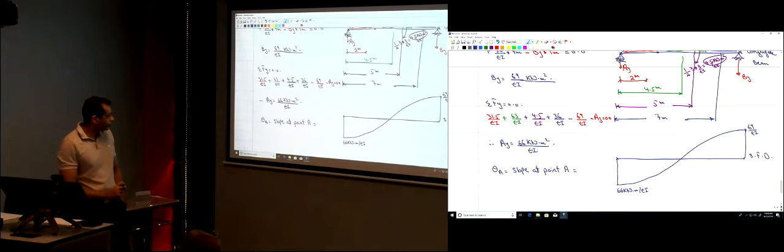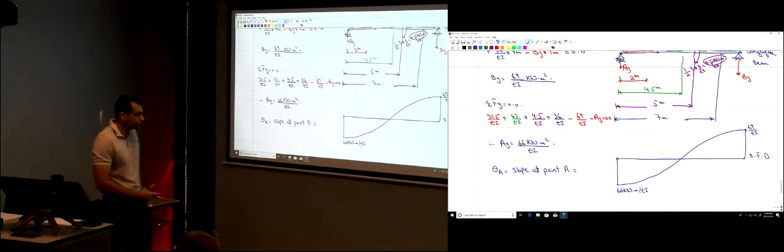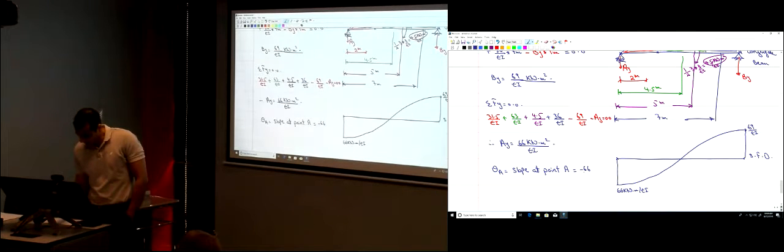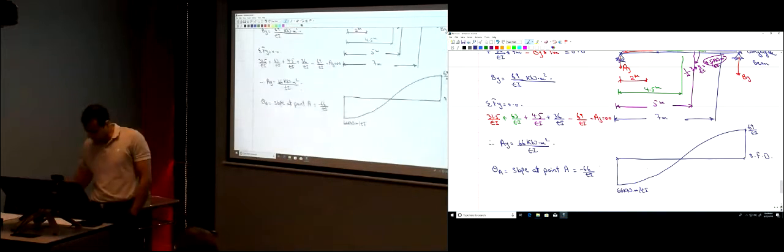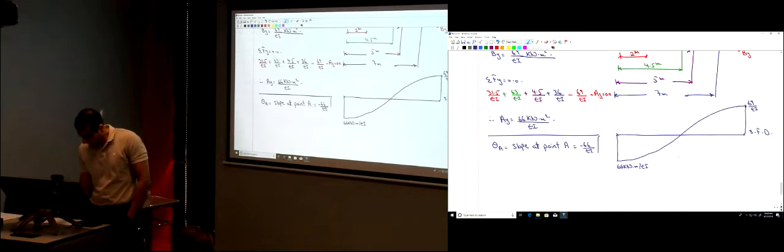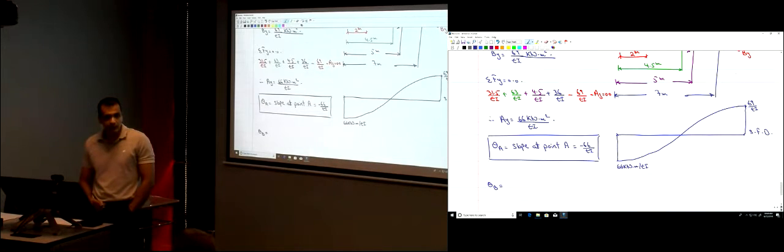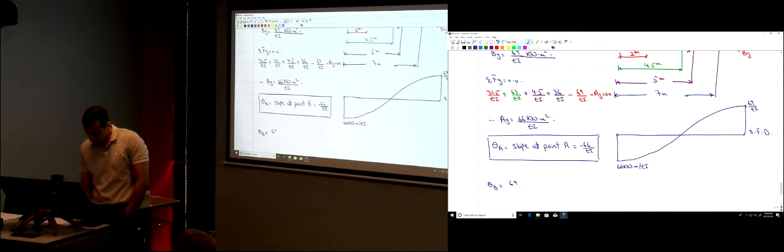This is how your shear force diagram is going to look like, right? So the slope at point A is equal to the shear at point A. How much is the shear at point A? Negative 66 divided by EI, and it's unitless, okay? That's the slope at point A. What about theta B, the slope at point B? How much is the shear at point B? It's the reaction at point B, which is 69 divided by EI. So that's the slope at point B.